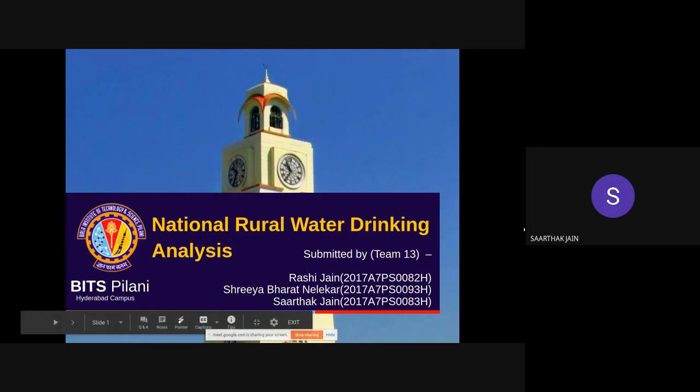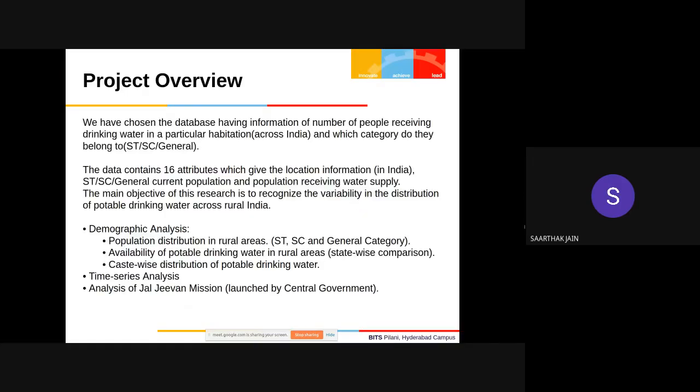Together, we have tried to analyze the National Rural Drinking Water Supply data set. I'll give a brief overview of what this data set was all about. The data set consisted of the population of India segregated into three categories: SC, ST, and general population, along with whether they are receiving partially covered water supply or the region is fully covered with water supply.